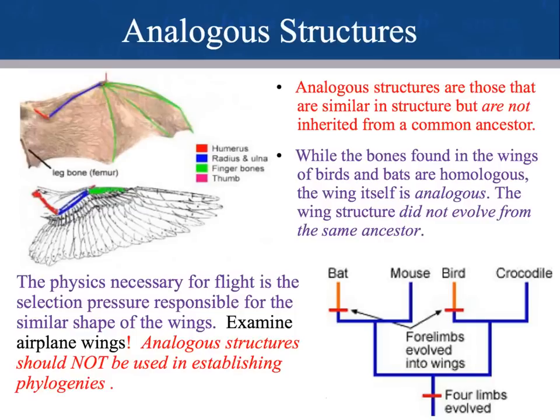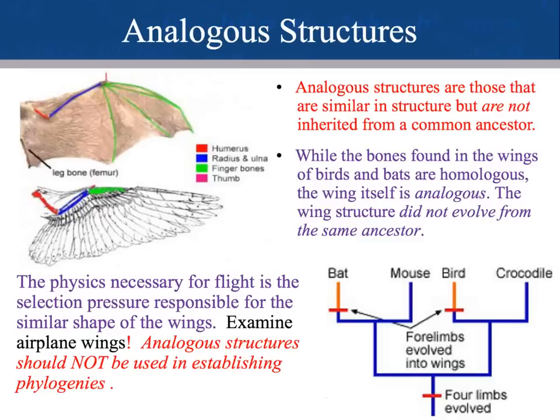The bones in the wings of birds and bats are homologous. They have the same pieces: humerus, radius, and ulna, finger bones, thumb, wrist bones, etc. But the wing structure did not evolve from the same ancestor. So then you're probably wondering, if they don't share a common ancestor, how come the wings look so similar and how come they're used for the same thing?